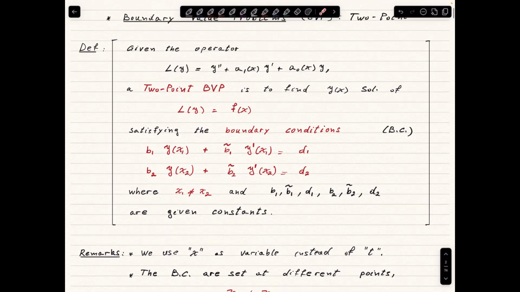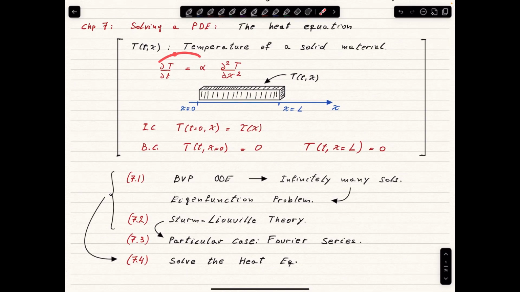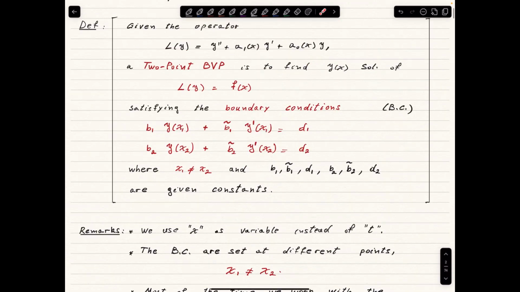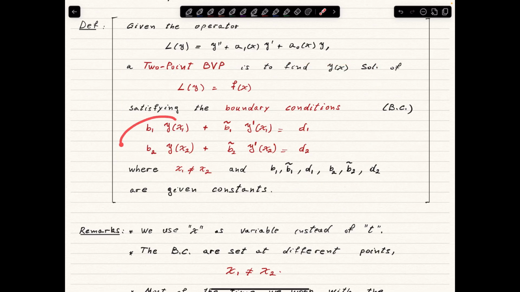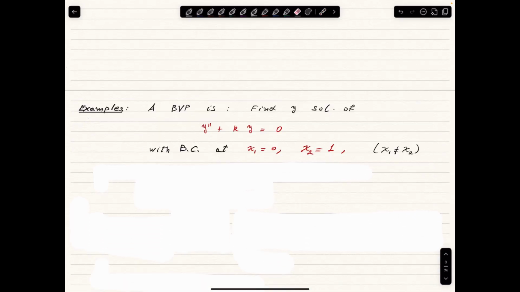Why this operator? Because this is the operator that we are going to face later on when we try to solve the heat equation. Okay, let's see examples of boundary value problems and try to understand what we have over here, which is the new part essentially of the concept. So let's see a few examples.